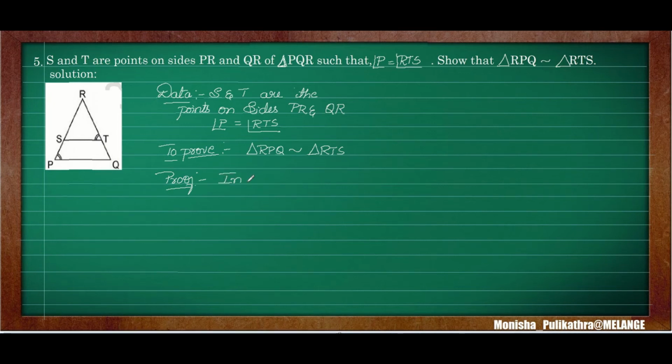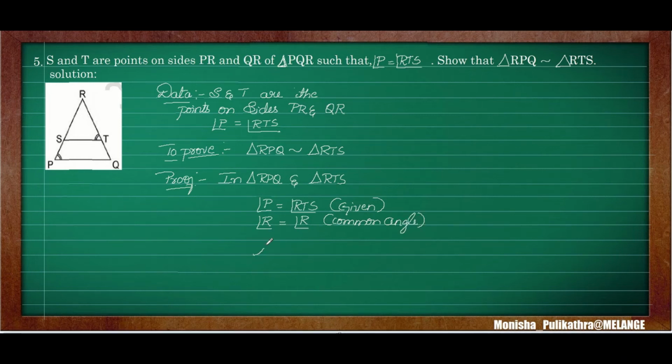So we need to compare these two triangles, triangle RPQ and triangle RTS. In both the triangles, they have given angle P is equal to angle T, right? So angle P is equal to angle RTS, or angle T, because it is already given in the data. Next, in triangle RTS and RPQ, there is a common angle, that is R. So angle R is equal to angle R in both the triangles because it is a common angle.